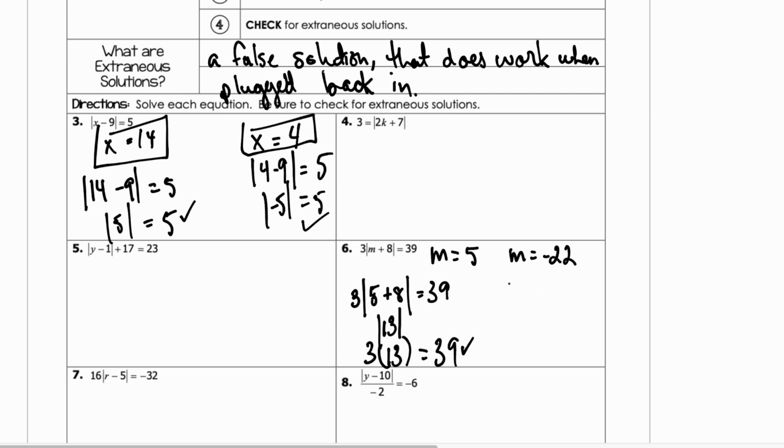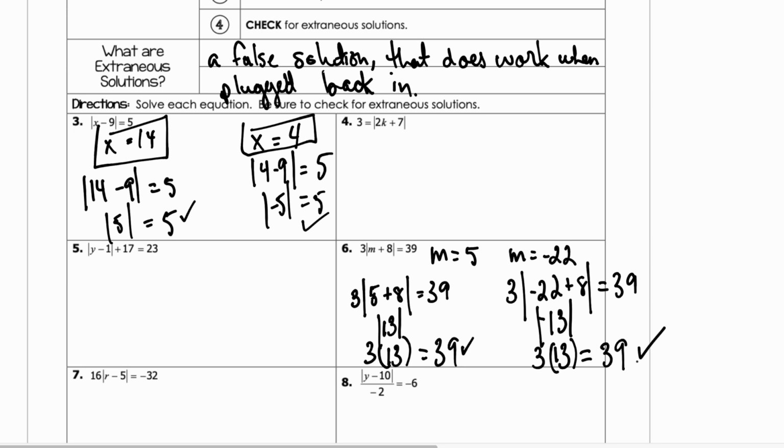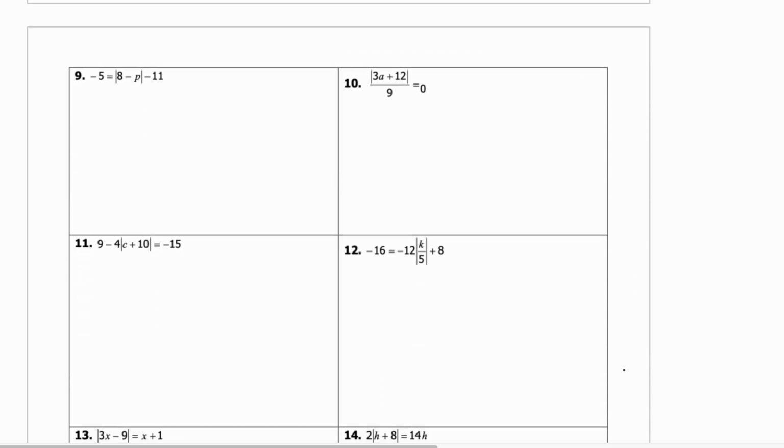Let's do the next one. I have 3 times the absolute value of negative 22 plus 8 equals 39. Well, yeah, negative 22 plus 8 is negative 13. And we know the absolute value of negative 13 is 13. And now we have the same equation as the one to the left, where 13 times 3 is positive 39. So that checks out as well. All right, let's look at one that's a little bit more interesting.